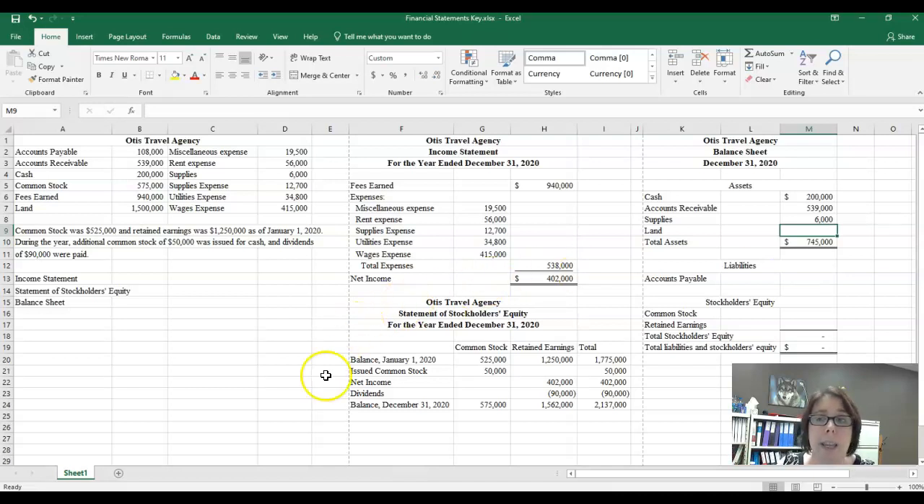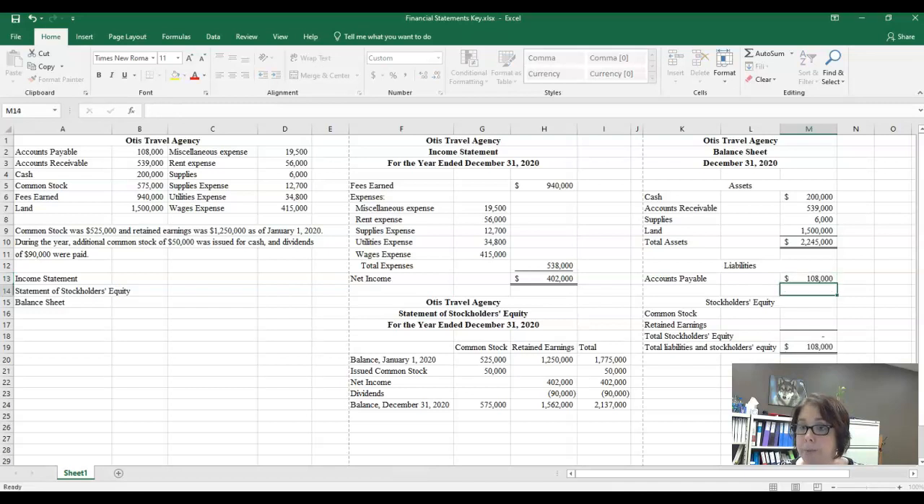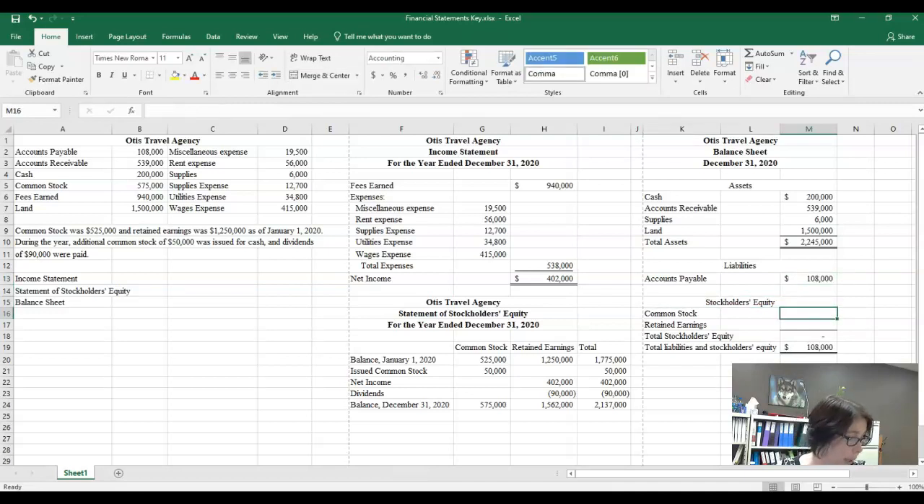Land, we own land. So land is an asset. Our land is totaling $1.5 million. So our total assets is $2,245,000. Next, we go to the liabilities. As we discussed on the accounting worksheet, we only worked with accounts payable. So right now, accounts payable is our only liability, and that is $108,000.